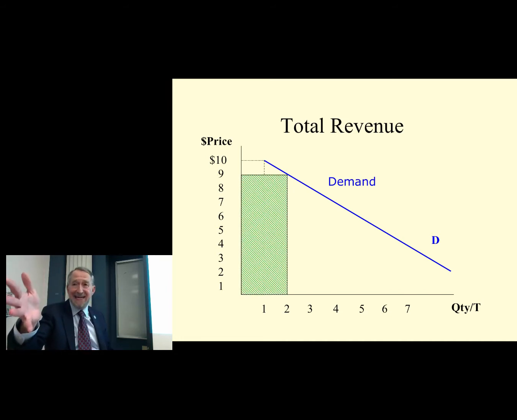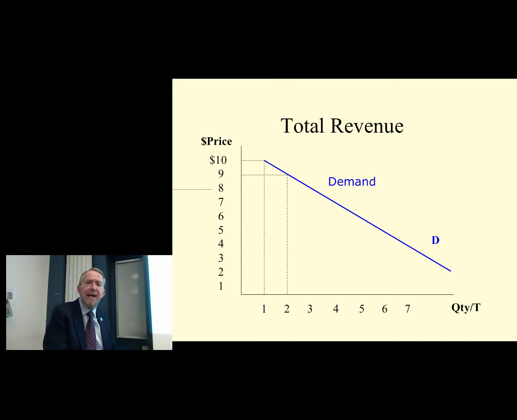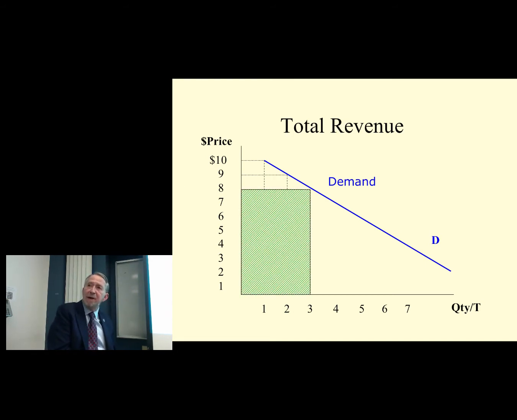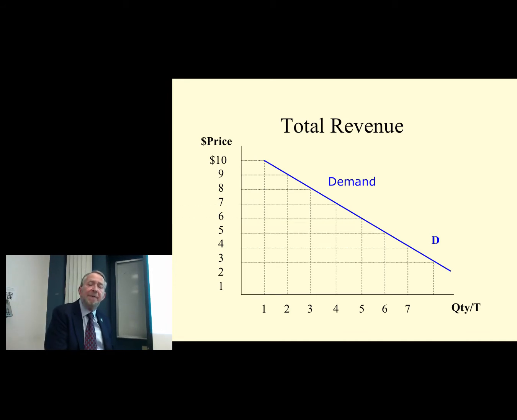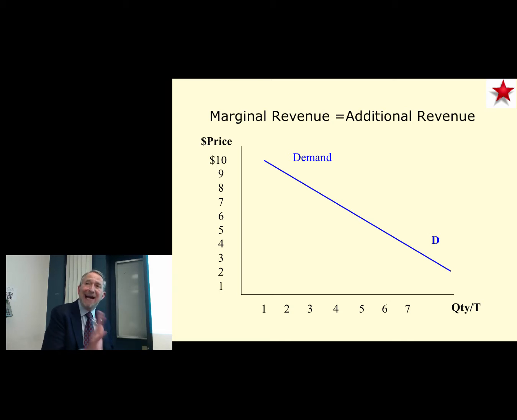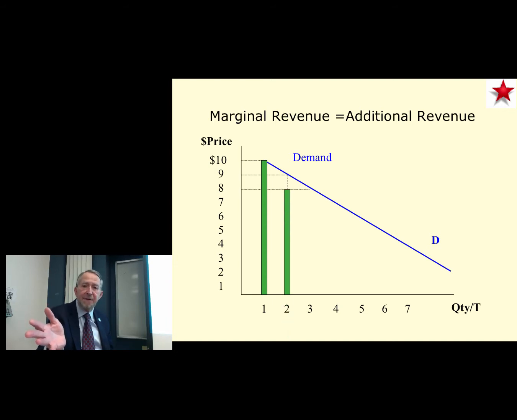Y'all with me? Good. I got 9 extra dollars, but I gave up $1 on that first unit that I used to sell for 10. Lower the price to 8. 3 8s are 24, so the marginal revenue is 6, from 18 to that. So I can derive marginal revenue as a height above each additional unit. And it's the same as price for the first unit. And then, as you saw, for the second unit, it was $8. For the third, it was 6. For the fourth, it was 4. And for the fifth, it was 2.